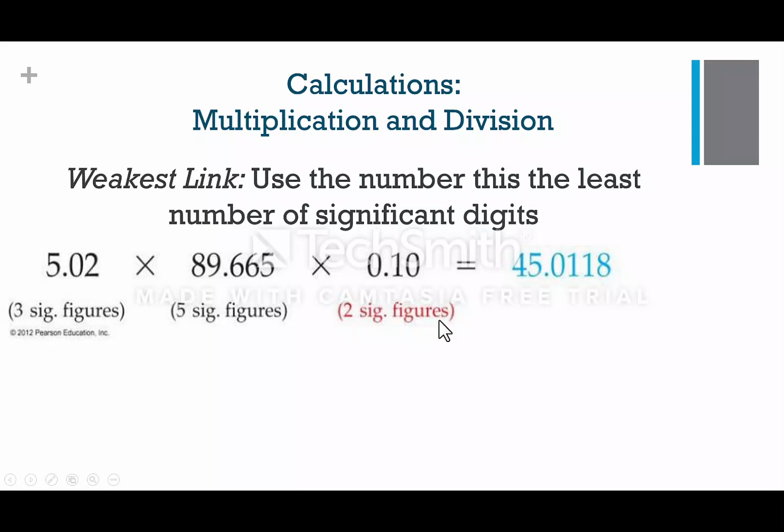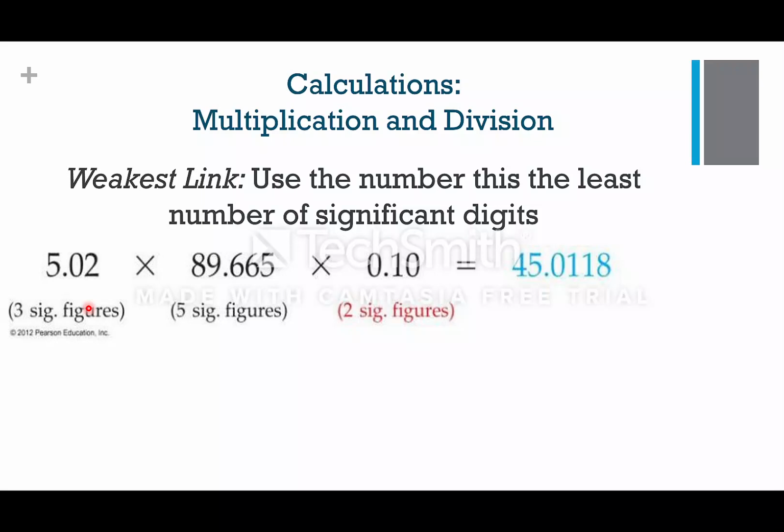All right, so here we see our first example. First we're going to look at multiplication and division. Looking at this problem, let's say I took 3 measurements because I wanted to know the volume. So I took a length measurement, a width measurement, and a height measurement. Now I'm going to multiply those numbers together.